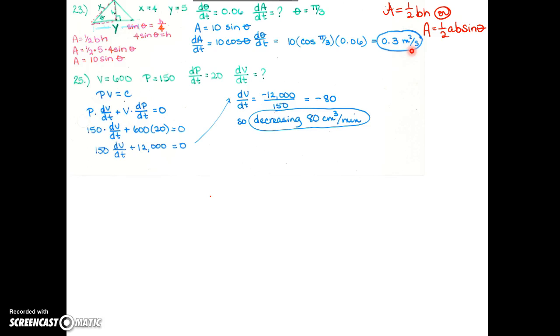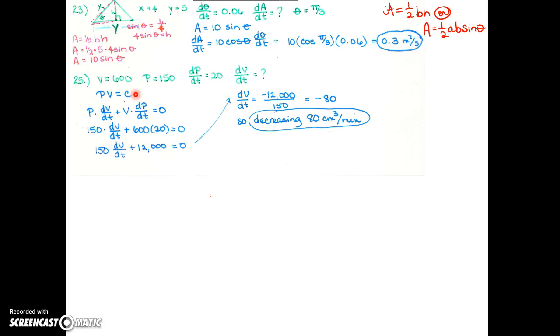All right, then the last one, number 25. Boyle's law states that when a sample of gas is compressed at a constant temperature, the pressure P and the volume V satisfy the equation PV is equal to C. So they've given me the equation that equates my quantities, where C is a constant. Now that's important because remember that when you take the derivative of a constant, it's 0.